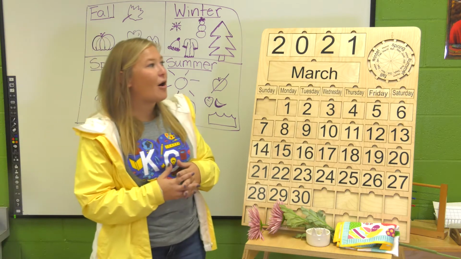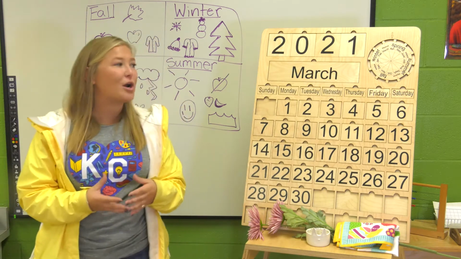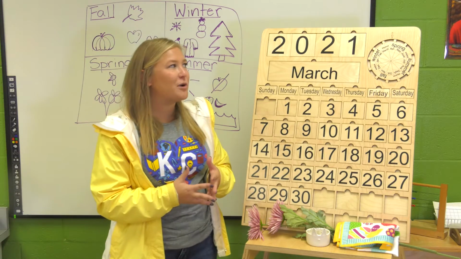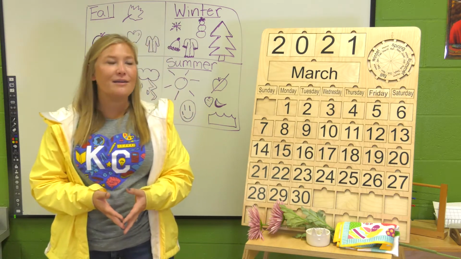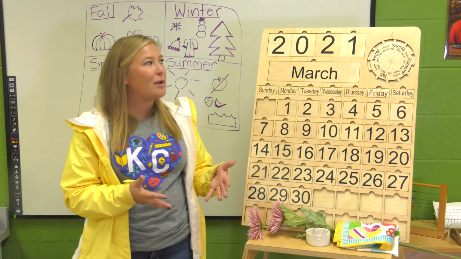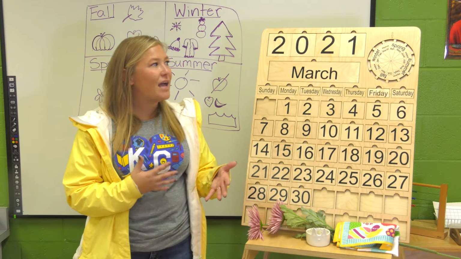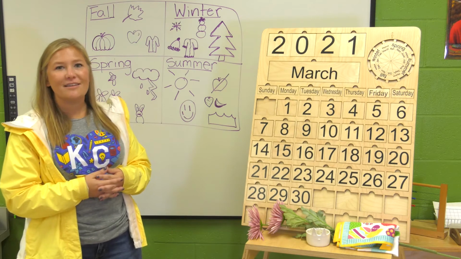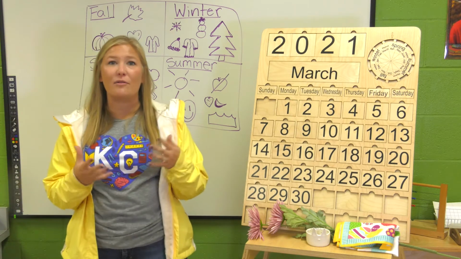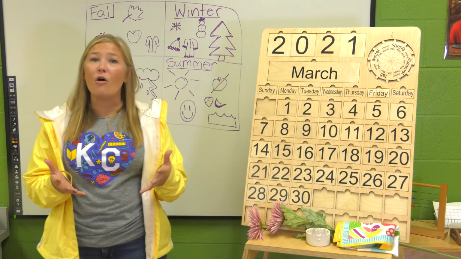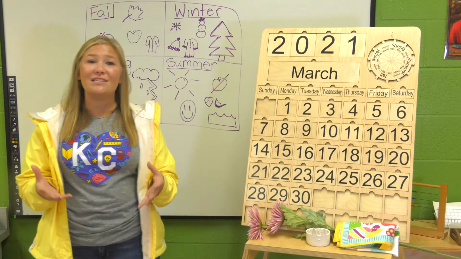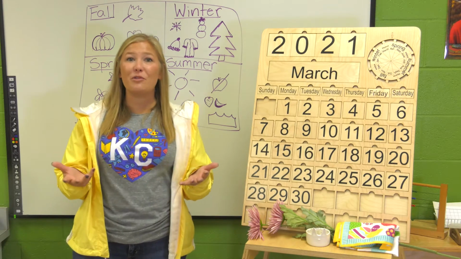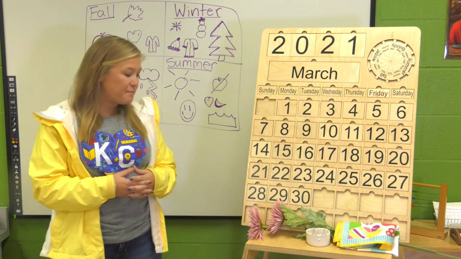Fall is in our months of September, October, and November. Winter is December, January, and February. Spring is March, April, and May. And summer is in June, July, and August. Today, we're going to be talking about spring. In all 4 seasons, we do different activities, we wear different clothes. So what are some of those things that we do in springtime?